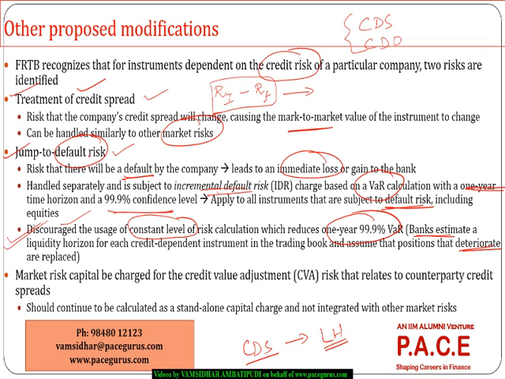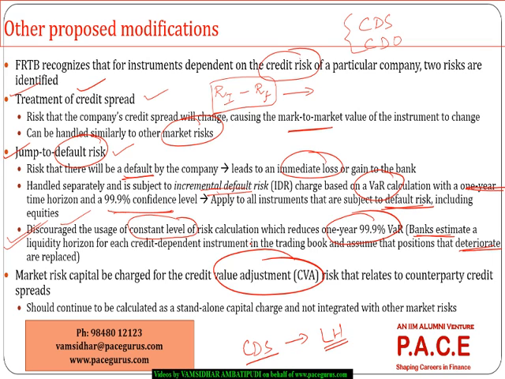And finally, FRTB has also highlighted that for the credit value adjustment, the CVAs, market risk capital has to be charged for the CVA also, even though it has counterparty risk associated with it. And it did not alter the process. Even in the earlier Basel, it was a standalone capital charge, not integrated with the other market risk. So the CVA-related capital charge has to be computed separately.